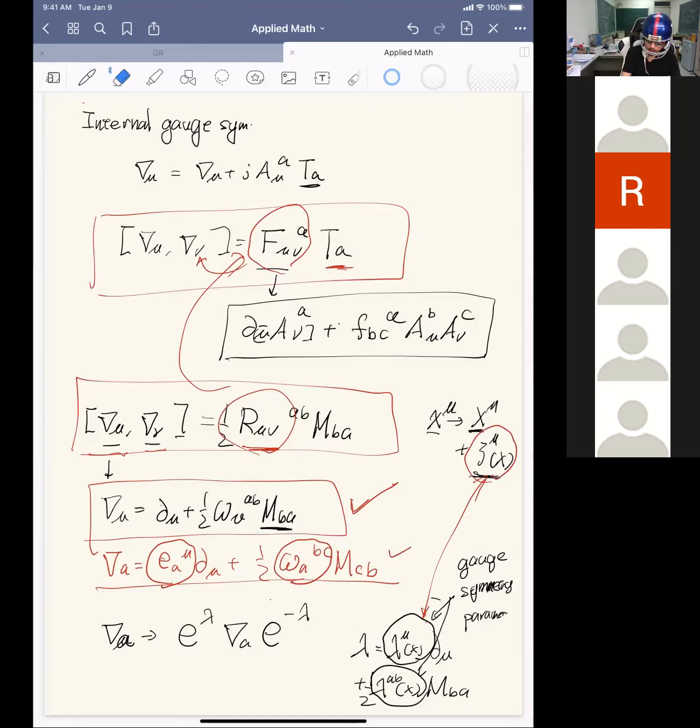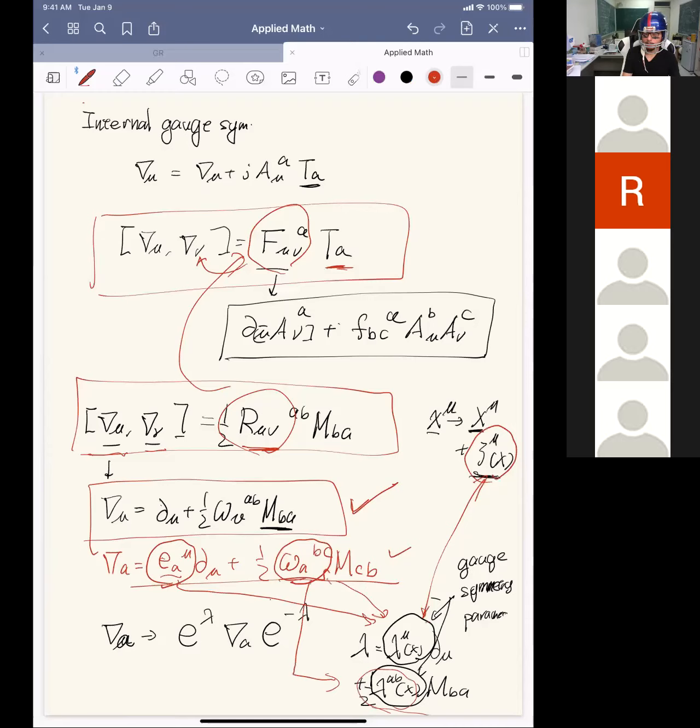Once again, let's tally. We have the covariant derivative involving two gauge fields. Each gauge field is related to its own gauge parameter. The Vierbein is related to the diffeomorphism, and the spin connection is related to the local Lorentz.